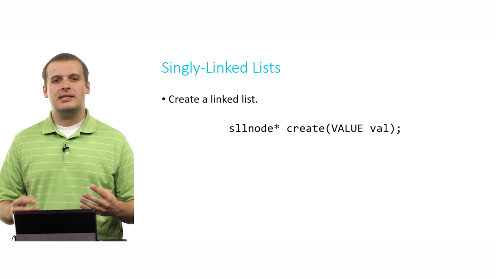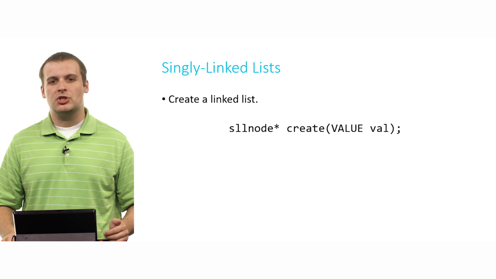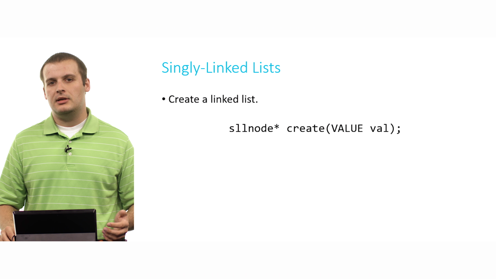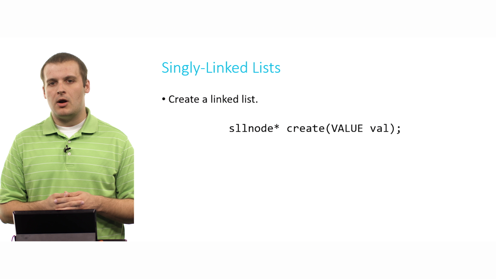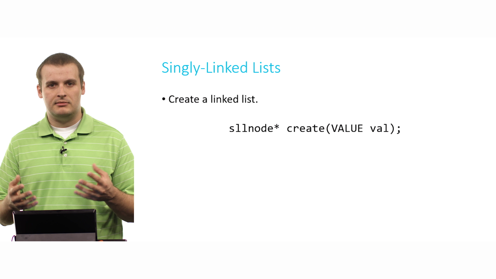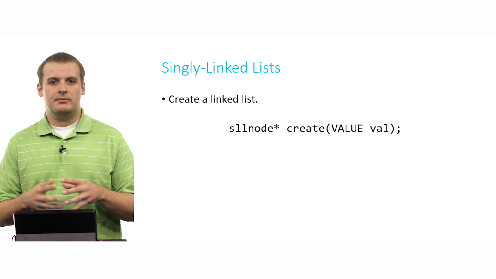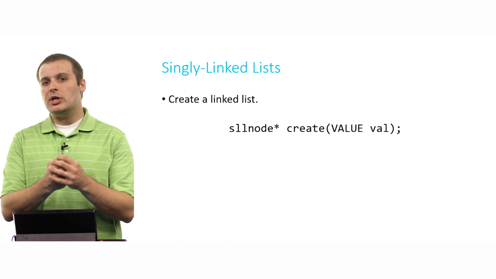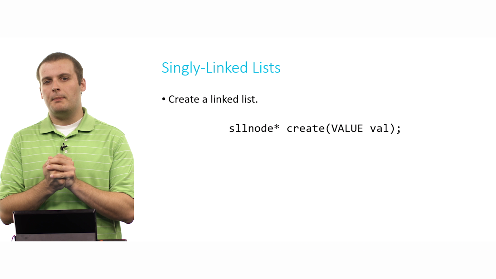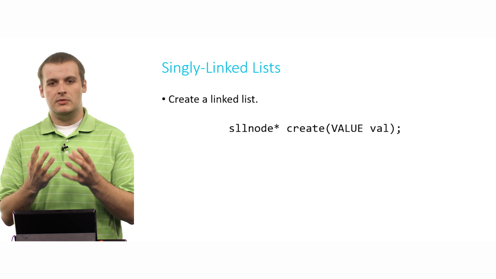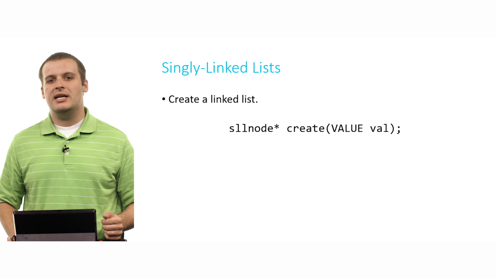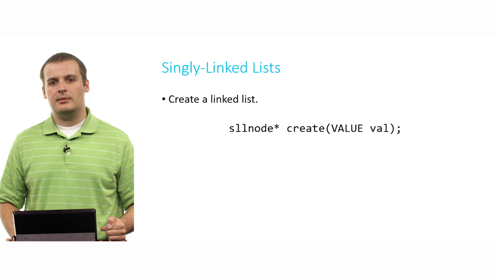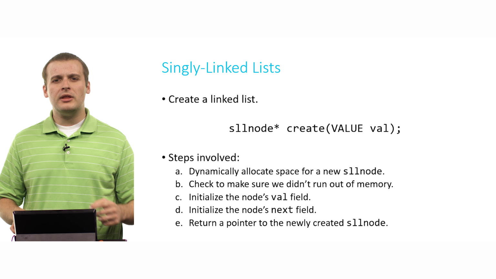So we want to create a linked list. So maybe we want to define a function with this prototype. SLL node star create, and I'm passing in one argument, some arbitrary data type. But this function should return to me a pointer to a singly linked list node. Again, we're trying to create a linked list out of thin air, so I need a pointer to that list when I am done. So what are the steps involved here?